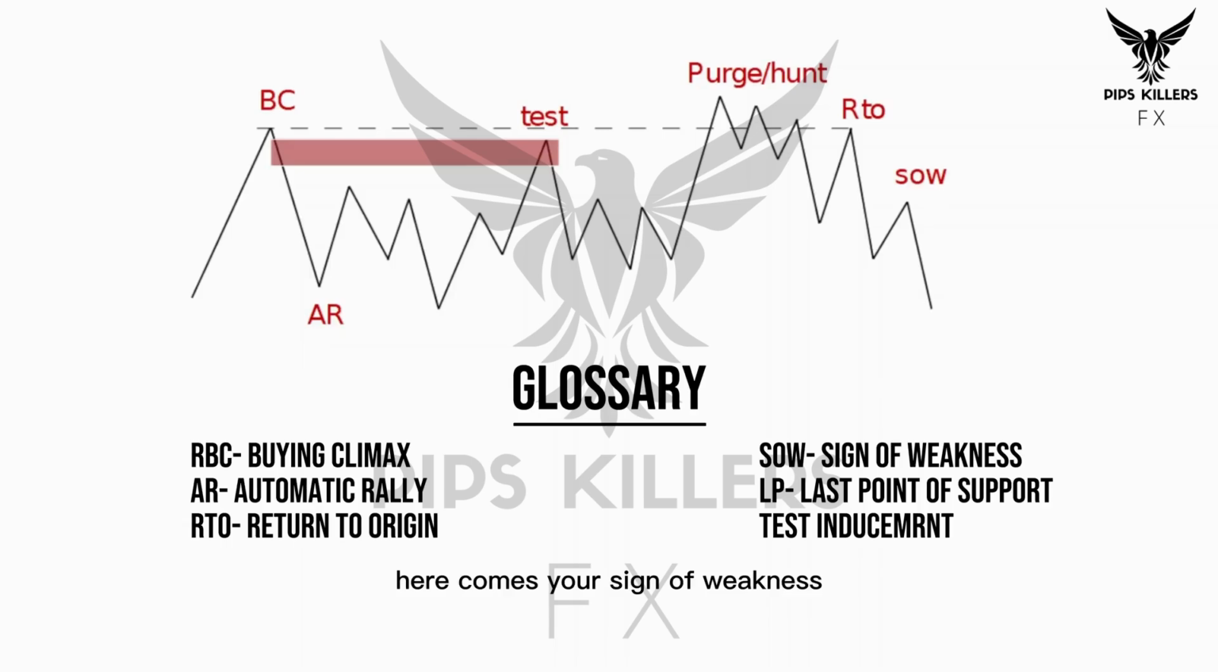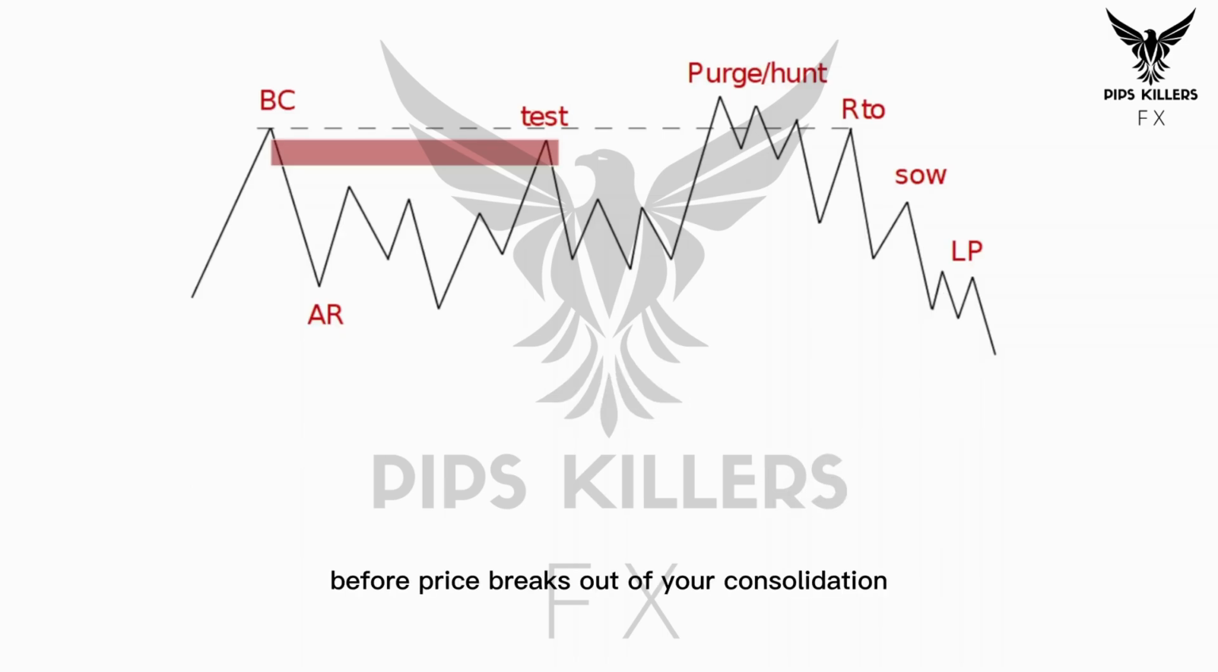Here comes your sign of weakness. When structure breaks post your return to origin, this shows that sell orders are coming into the market. The selling pressure is starting to come in, and this will be your sign of weakness. A consolidation right before the breakout is your last point of support. This is the last thing that must happen before price breaks out of your consolidation to fully convince you that price is going bearish and is no longer bullish.